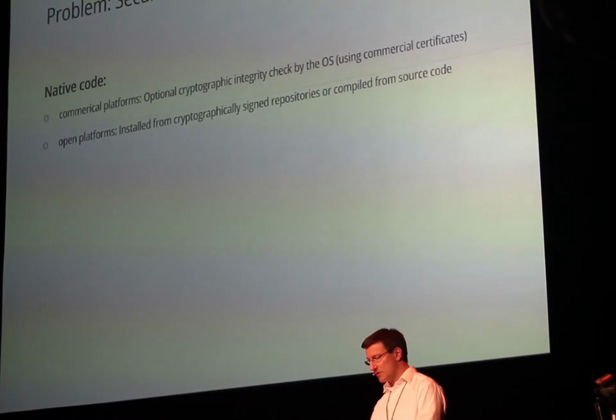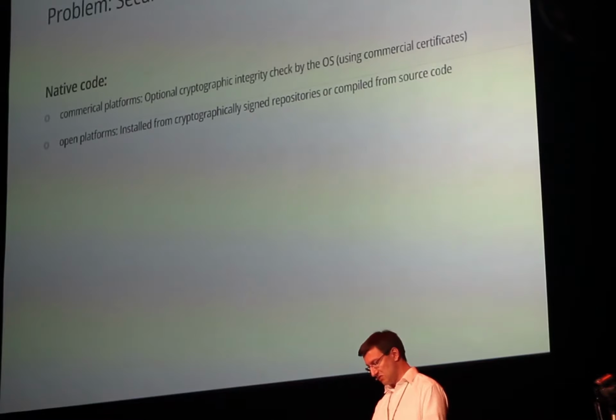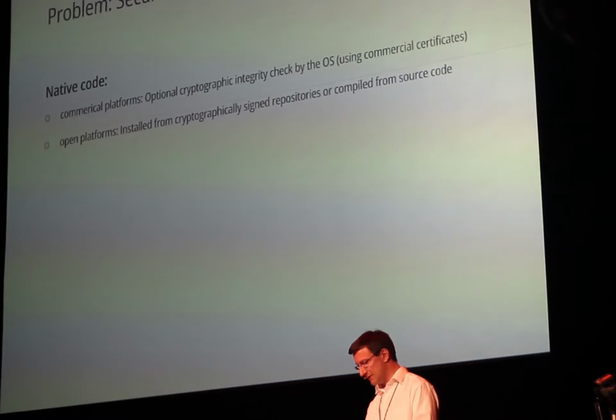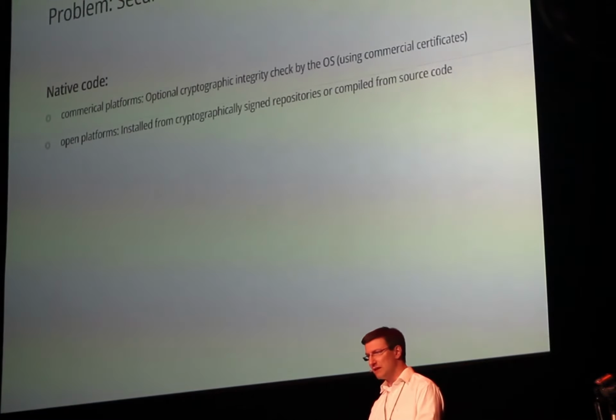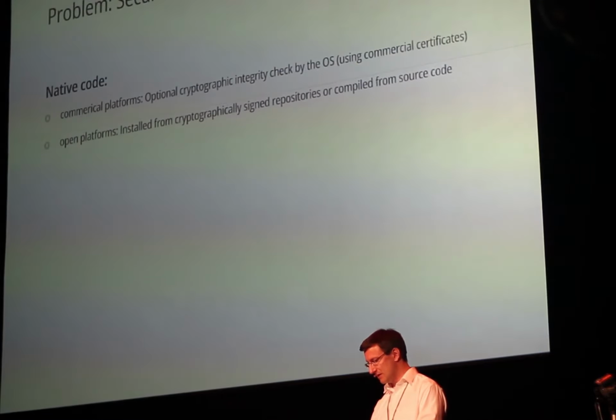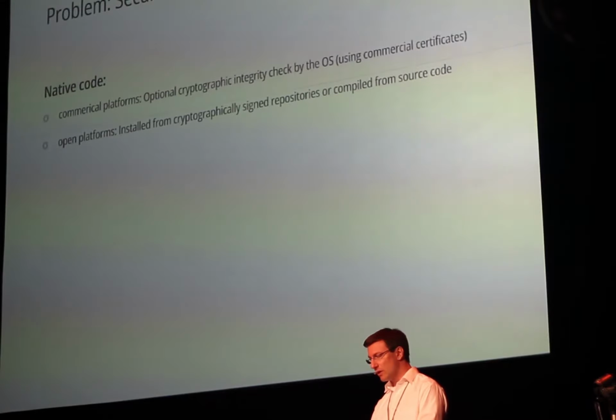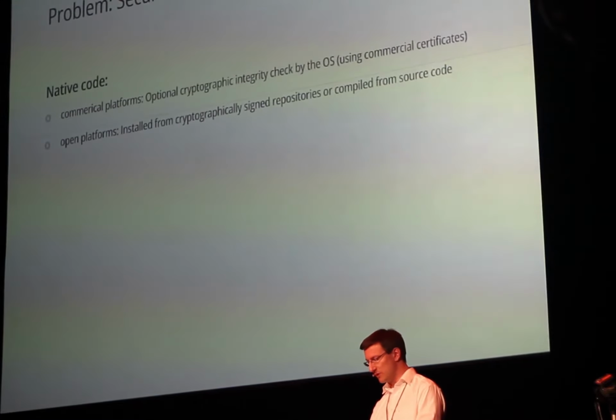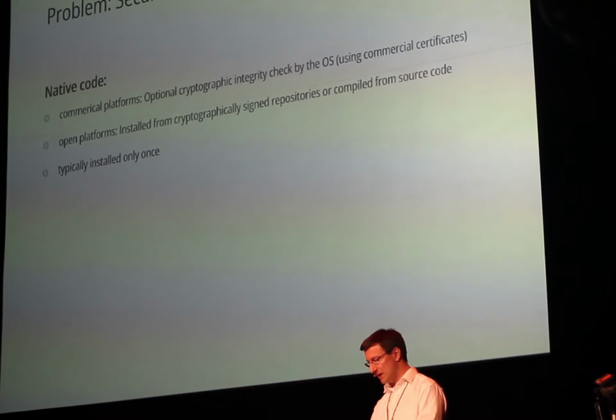On open platforms, you usually install your software from independently cryptographically signed repositories, which I don't know how resilient, for example, Red Hat would be to a request from the US government to put some stuff into their repositories. Or better, compiled from source code, and when you compile from source code, you would then have a hash that is hopefully published through an independent channel that you hopefully verify manually.